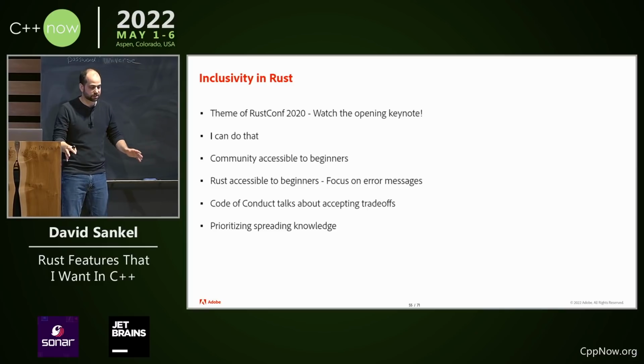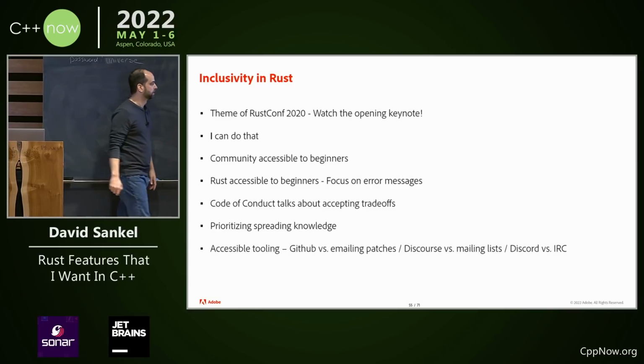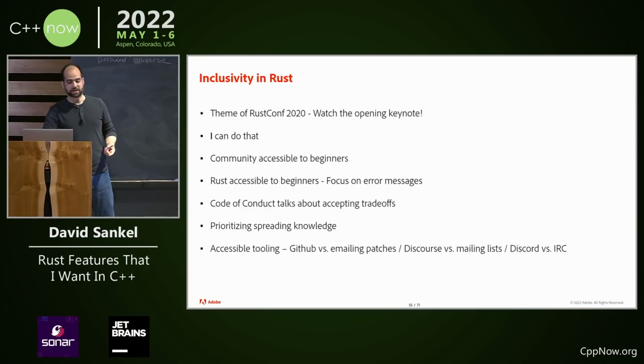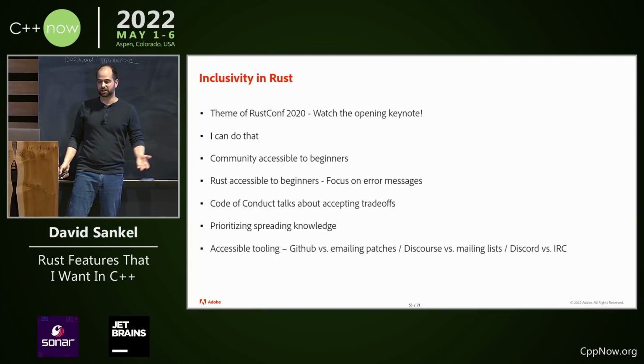It's like, hey, if there's something that people need to know, let's make sure that we give talks and we can spread this knowledge out. They do that. They also care a lot about the accessibility of their tooling. They say they want to use GitHub versus emailing patches around because it's so much easier to get into GitHub and get a conversation there.